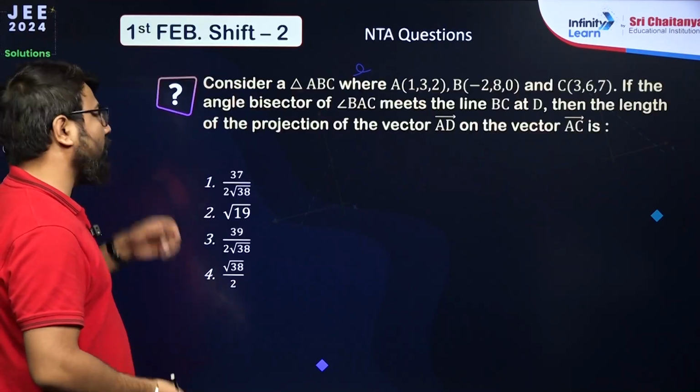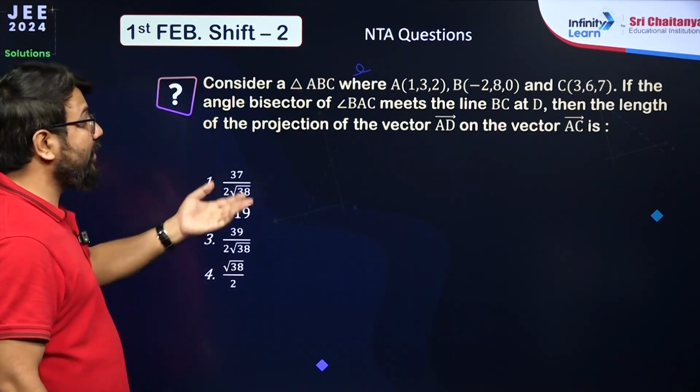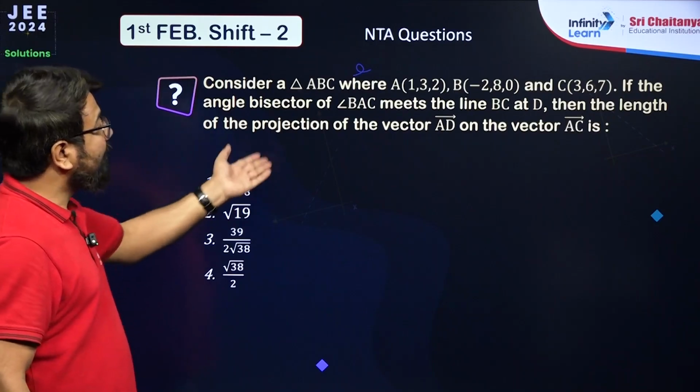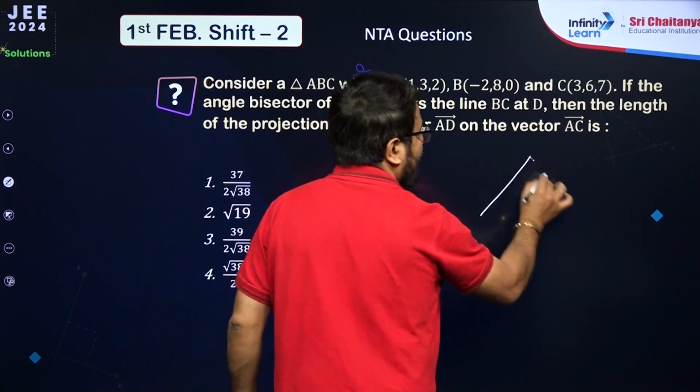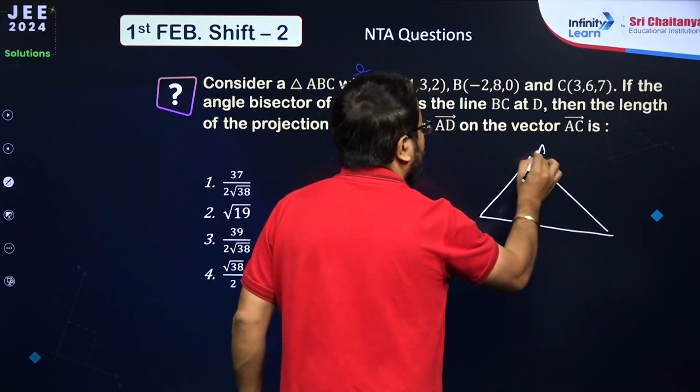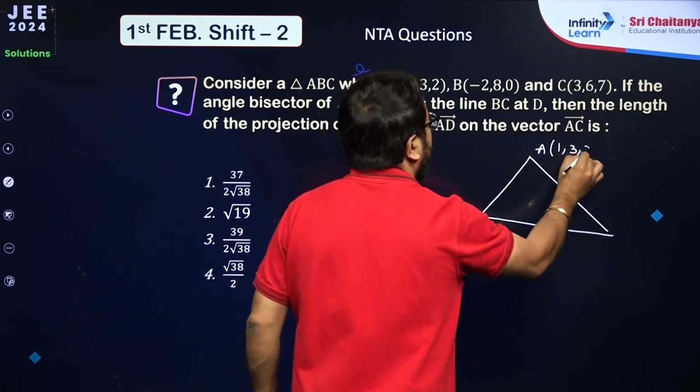Moving ahead to the next problem. Consider a triangle ABC where A, B and C are given. If the angle bisector of angle BAC meets the line BC at D, basically let me draw the diagram in front of you first of all. A is (1, 3, 2).